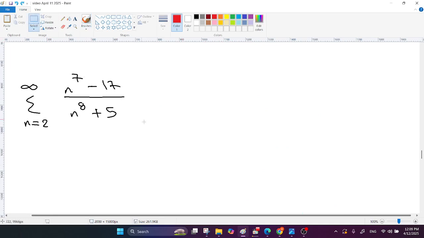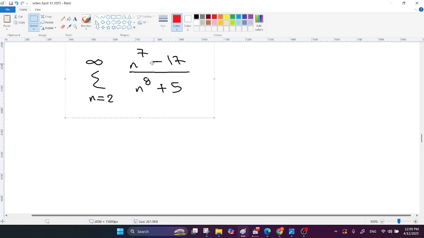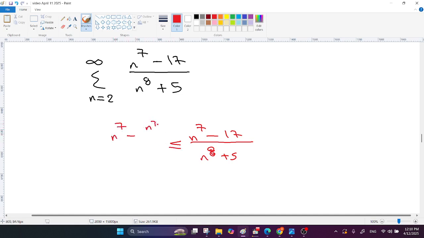This one is important. Is this one here convergent or divergent? It will be divergent. Let's see why. n to 7 minus 17 over n to 8 plus 5. Okay, this here is greater than or equal to n to 7 minus n to 7 over 3. You can choose 5 if you want, but I want to try 3.